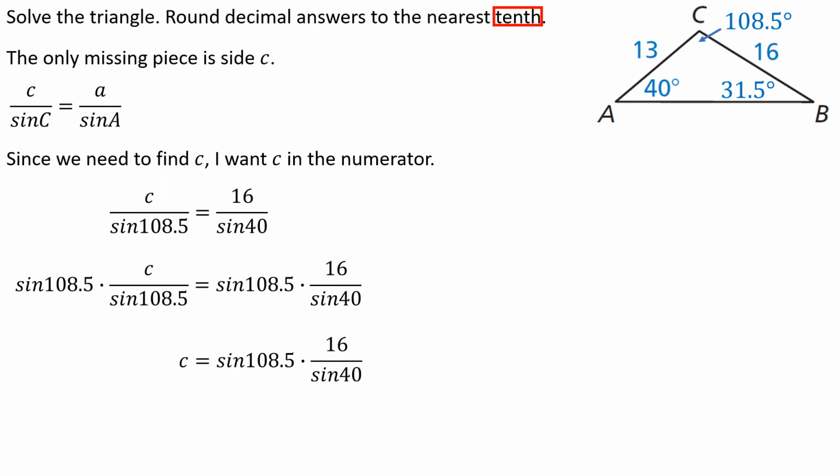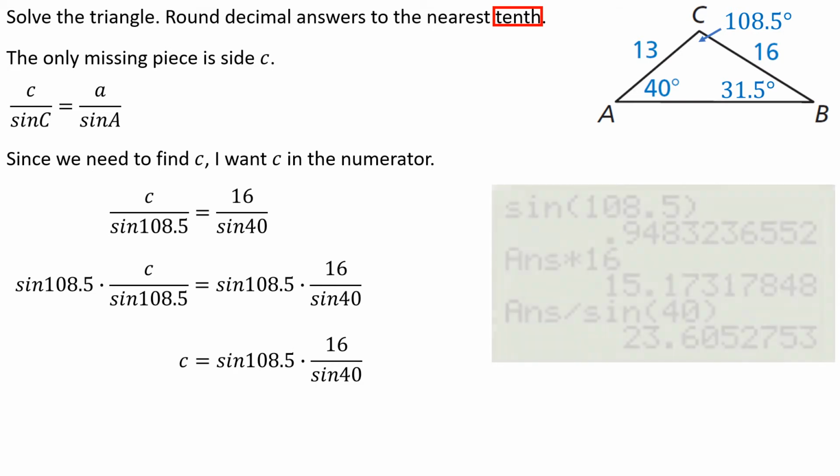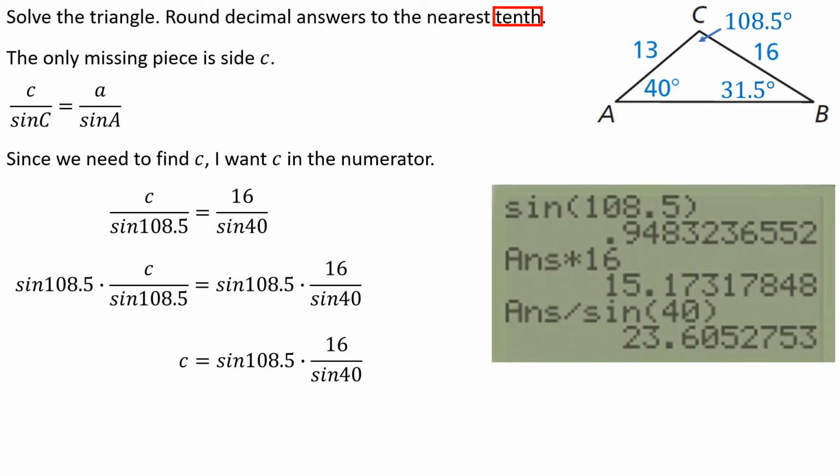So it's time for my magic calculator. I'm showing step-by-step work, but then I'm going to have to grab that calculator. I'm not going to figure out the sine of 108.5 degrees by hand. Then I multiply it by 16, and then I divide that by the sine of 40 degrees. And it looks like we're very close to 23.6. Again, I can add that to my diagram, and I have successfully solved the triangle.